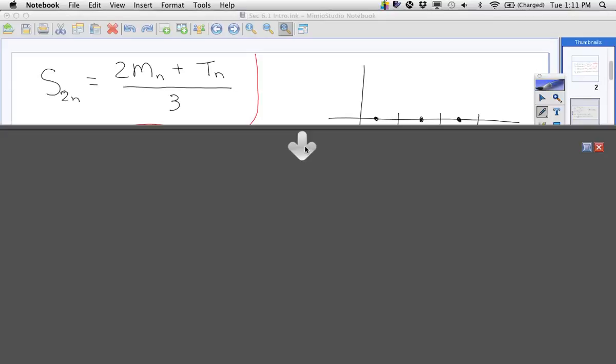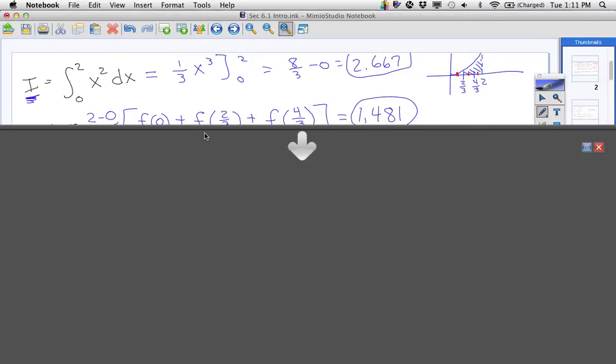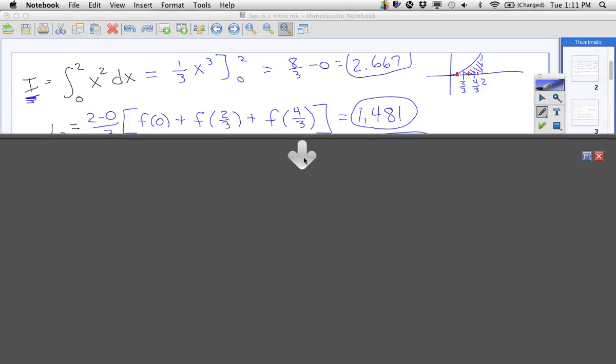Now, here's why. Because we're averaging midpoint and trapezoids, and if you think about it, the trapezoids use the blue, and the midpoints use the red. So how many subdivisions do you end up with? Twice as many. You end up with 6. So a Simpson's will always be an even thing. You will never be asked to do an S7. It's always an S6 or an S8 or an S10.